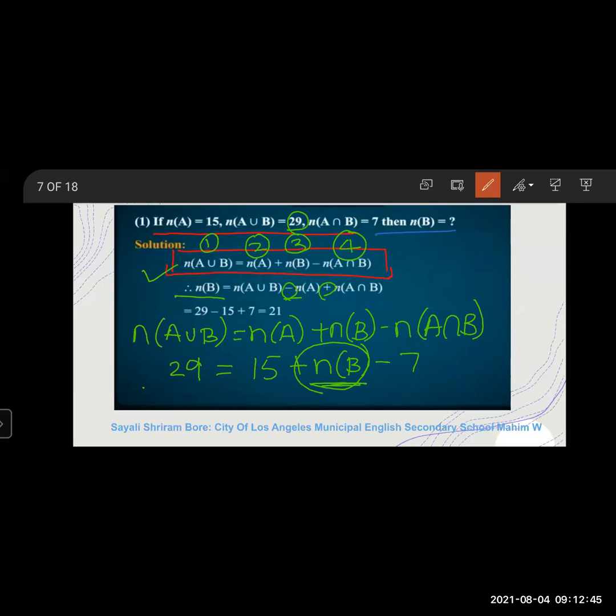So union is how much? 29 minus 15 plus 7. What will you get? That is 21. Here the important thing is that all the numbers of elements should be there, the formula should be written correctly, and the substitution part. That is more important. You can substitute as per the number of elements, and then you can find out the fourth component.